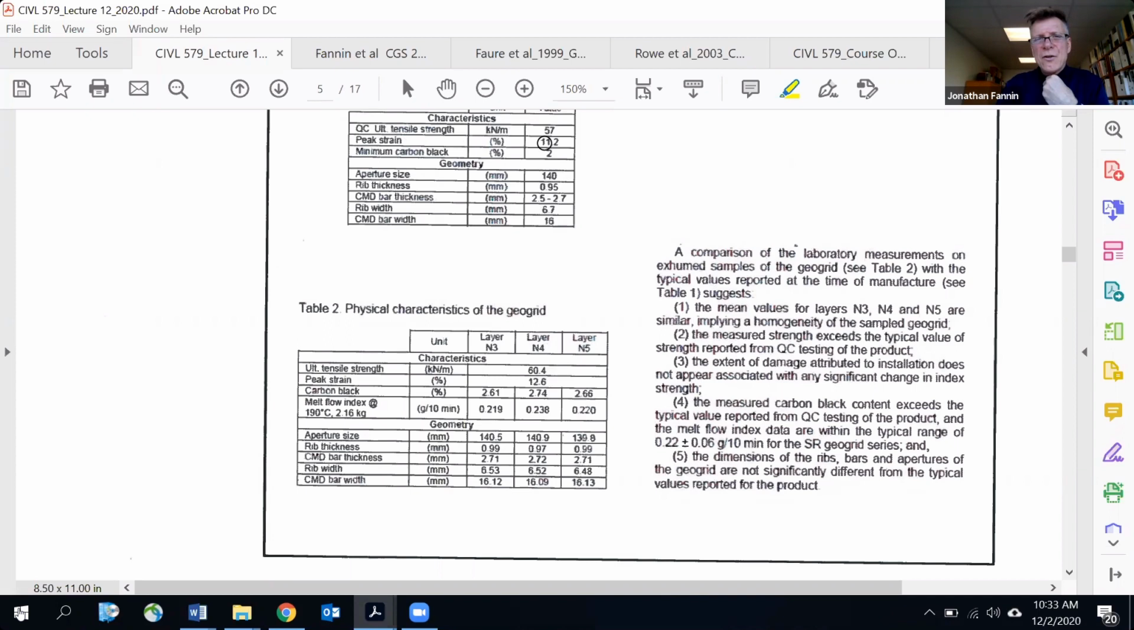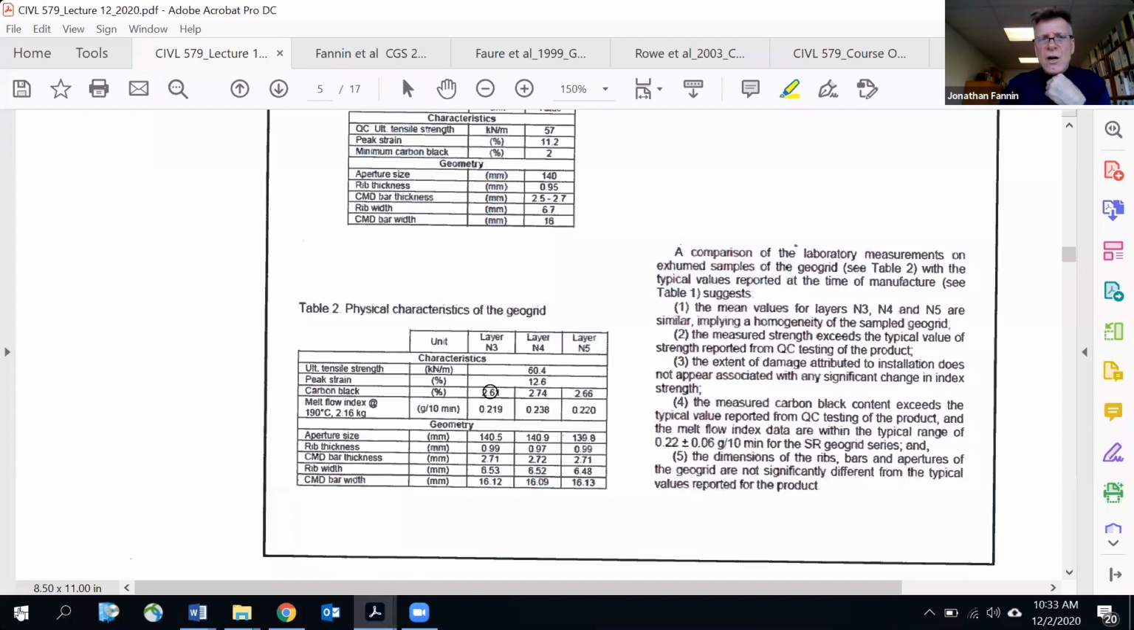And remember, this is a nominal value, a characteristic value. This is the test value, the average of the test values on the exhumed layers. Peak strain 11.2, peak strain 12.6. I don't think we can read anything into the subtleties because our Table 1 is so general.